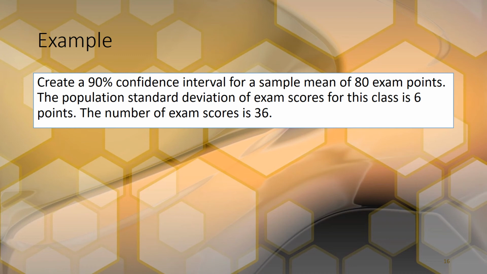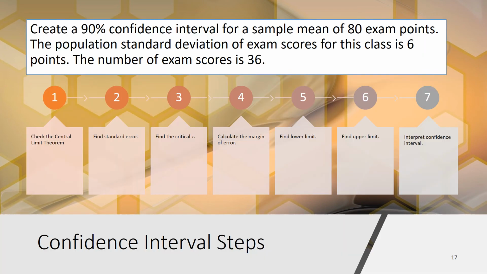But let's just say for now that we know somehow that the population standard deviation of exam scores for this class is 6 points, but we don't know the population mean, and we take a sample of 36 students and we estimate their sample mean to be 80 points. So let's go through all the steps for our example problem.